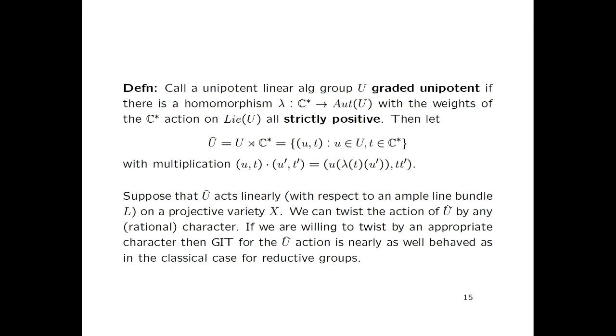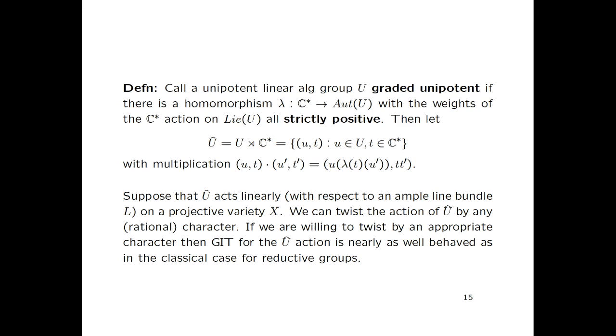However, it turns out that for a large family of non-reductive groups, which include parabolic subgroups of reductive groups, you can make geometric invariant theory work nearly as nicely as in the classical case, provided that you're willing to, first, replace the line bundle by a sufficiently large tensor power of itself, so that's not an issue in GIT, that doesn't affect things, but then also to twist the action by a suitable character.